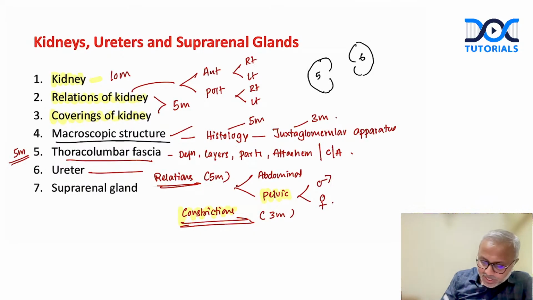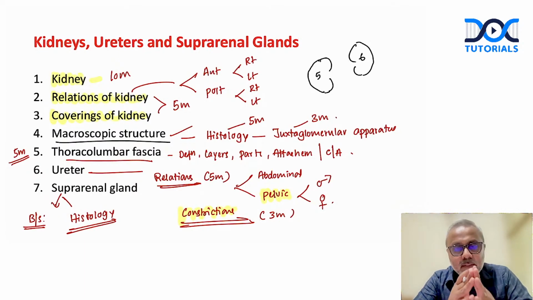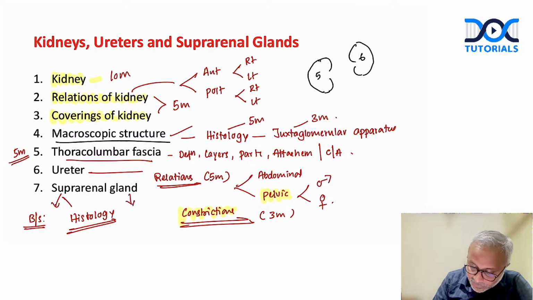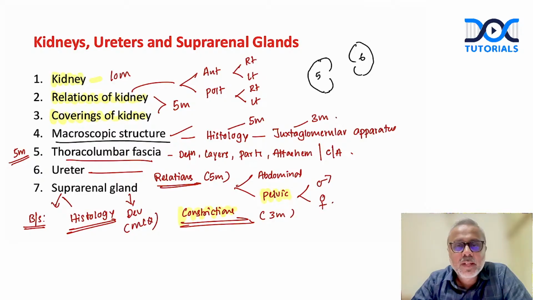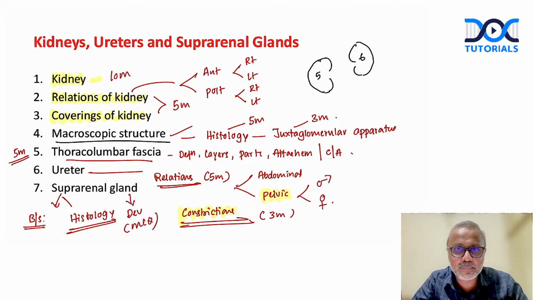Done. Suprarenal gland, again, my money is on the blood supply. Okay. Blood supply of the suprarenal gland, and more important than that, I would say histology. Right? Very rarely you can get a question on the development. Right? And this is more likely to be an MCQ. An MCQ on the development of the suprarenal gland. How the cortex develops, how the medulla develops. This could be a very important 3-marker or a very important MCQ question for you.